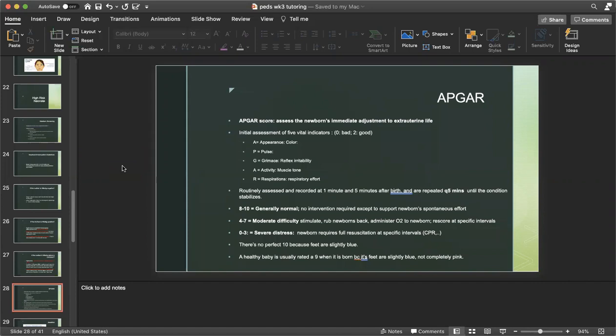A score of 4 to 7 means they're having moderate difficulty outside the uterus. So you'll need to stimulate, rub the newborn's back, give them oxygen, and then rescore at 5 minutes. If it's still the same, do it again at 5 minutes. If they have 0 to 3, that means the baby's in severe distress, so they'll need full CPR resuscitation, oxygen, all of that, and we reassess at 5 minutes. If it hasn't come up, we keep doing all those things and reassess in another 5 minutes. There's normally no perfect score of 10 because babies' feet are always pretty blue, so most healthy babies will be a 9.